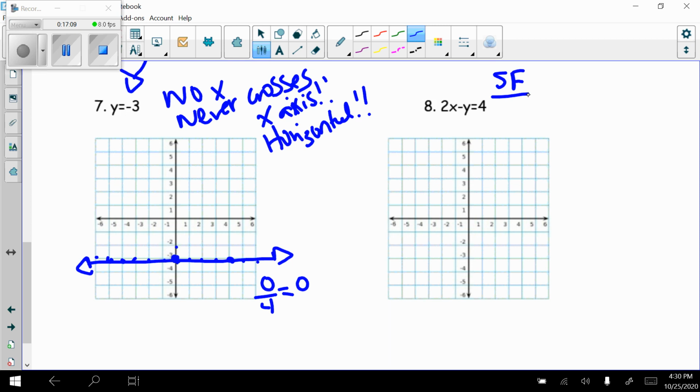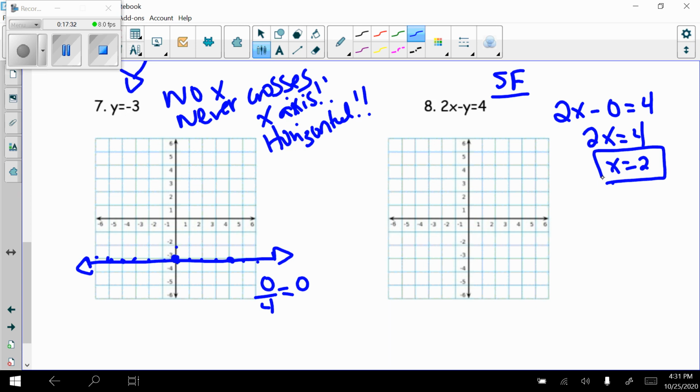To find my x-intercept, I put 0 in for y. So 2x minus 0 equals 4. That 0 pretty much just goes away, and I'm left with 2x equals 4. I want to solve this for x, so divide everything by 2, and I get x equals 2. So there's my x-intercept.